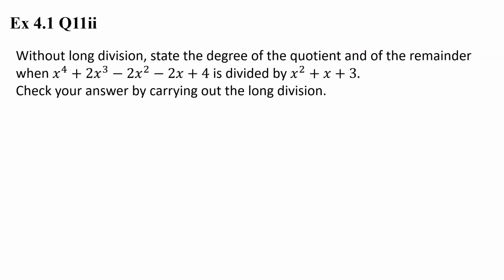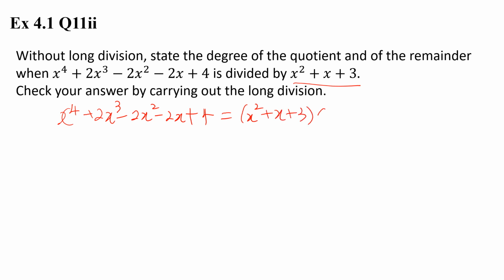Okay, that's it. Let's look at 11 part 2. 11 part 2 is this, without using long division. So you advise not to use long division first. And then you ask to state the degree of the quotient and the remainder when this is divided by that. Okay, so let's write down your dividend. Your dividend is x to the power 4 plus 2x cubed minus 2x squared minus 2x plus 4. So your dividend is equal to your divisor multiplied with the quotient, and then you will have your remainder.